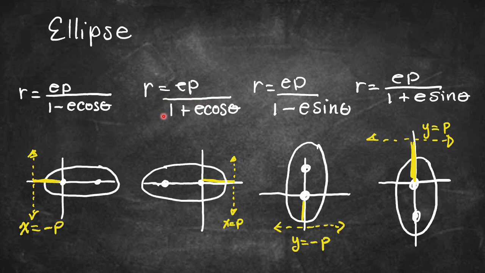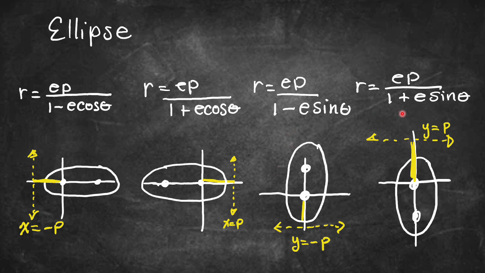The same idea goes for when we have a plus cosine theta. The plus indicates that our directrix is going to be to the right of the pole. And when we draw the first focus point, that's going to be on the origin or the pole, and the second one is going to be to the left. And then our value of P is going to give us our directrix. And because the directrix is a vertical line to the right of the origin, it's going to be x equal to positive P. Whatever that value of P is, it's going to be positive.